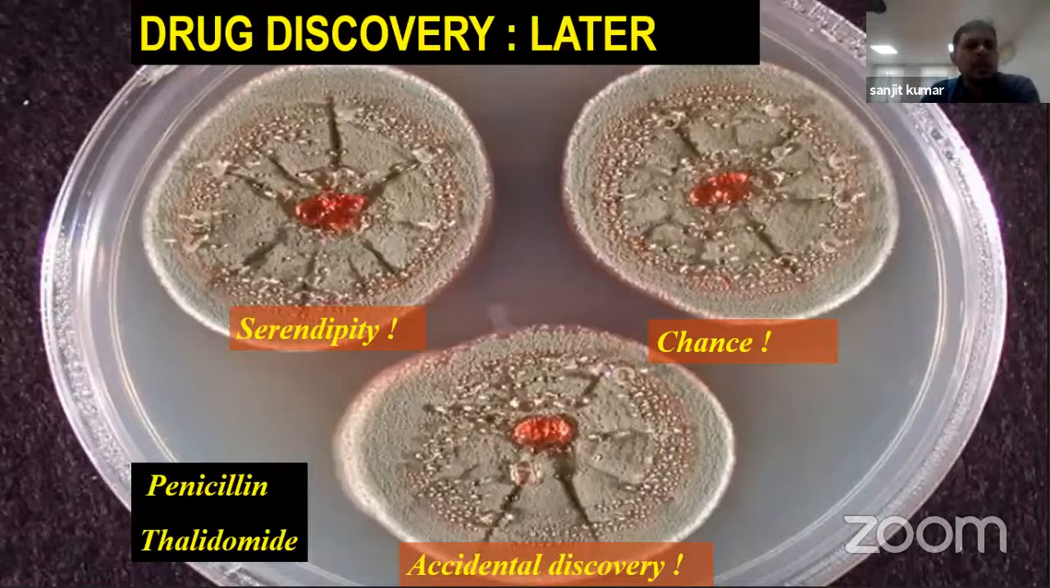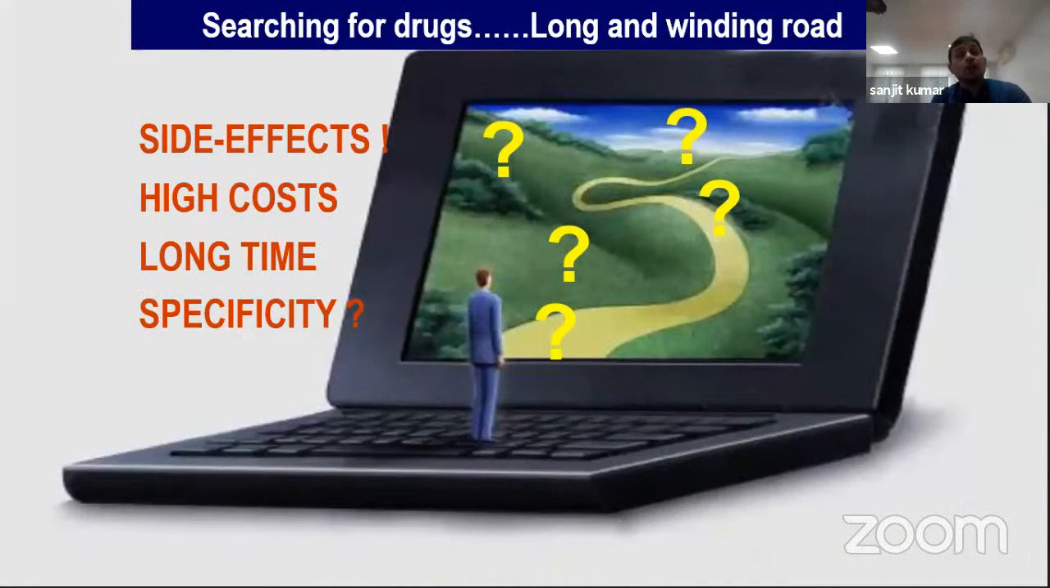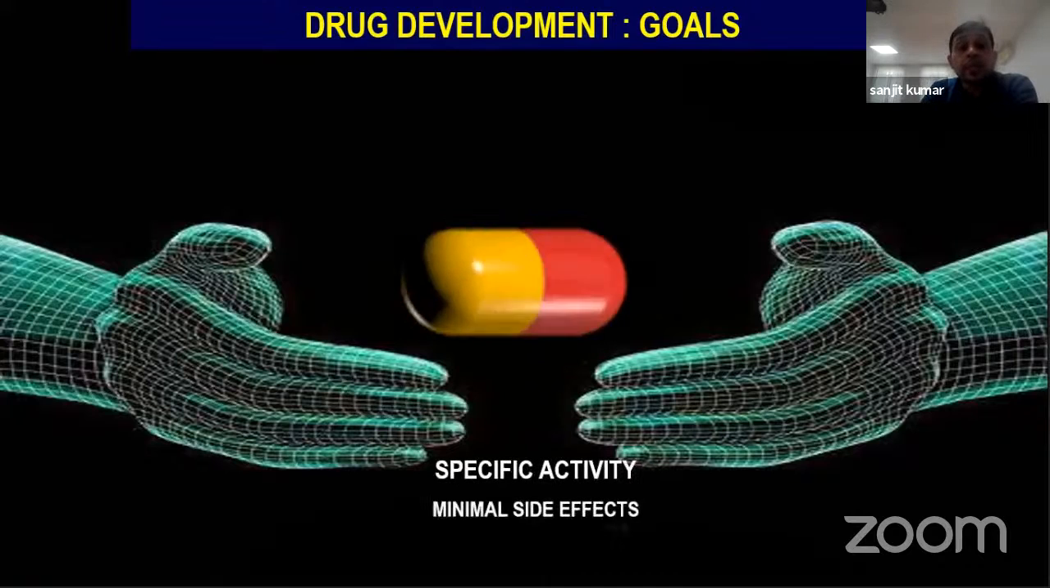We all know the thalidomide discovery, how it came in for leprosy. It is a great medicine, and penicillin also is a great medicine. And searching for a drug is a long, and really it is a long and winding road. Side effect, high cost, long time, and specificity. So I'm going to discuss drug development.